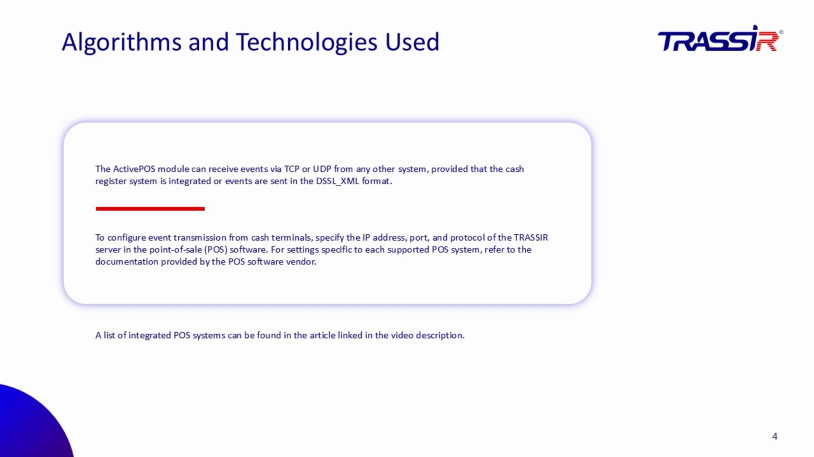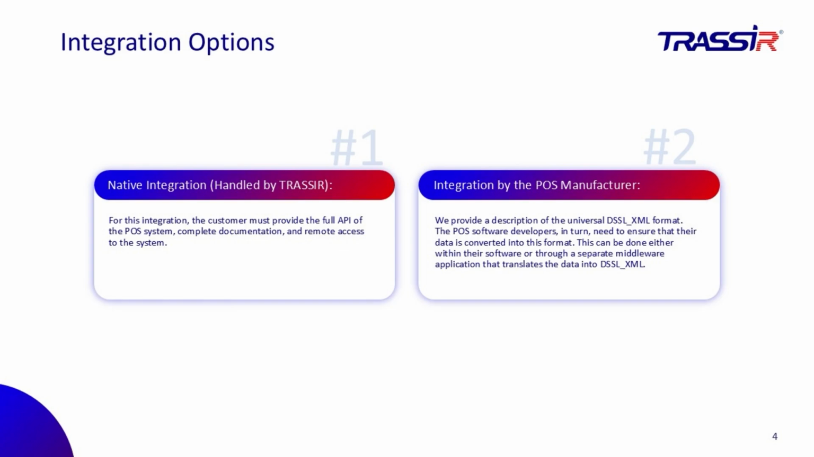You can find the settings for each of the supported trading systems in the documentation of the cash terminal software vendors. A list of integrated cash terminal systems can be found in the article, which will be listed in the description of the video. If you haven't found the right cash terminal system in the list, it means that its integration is required. There are two options for integrating the cash terminal software into our system.